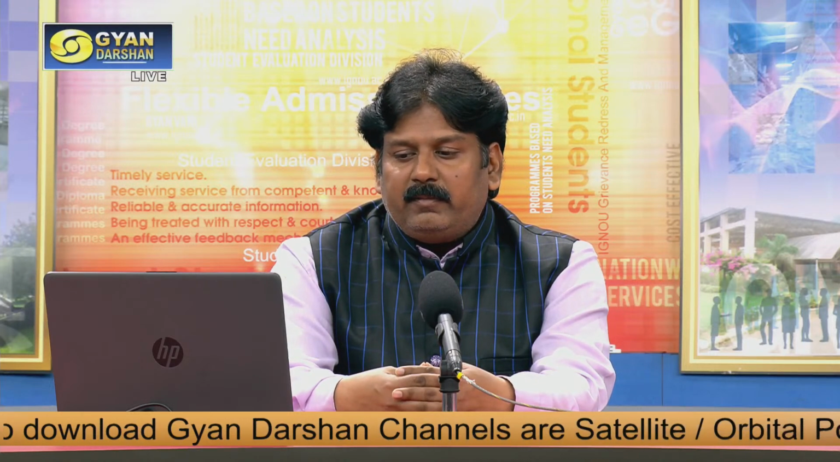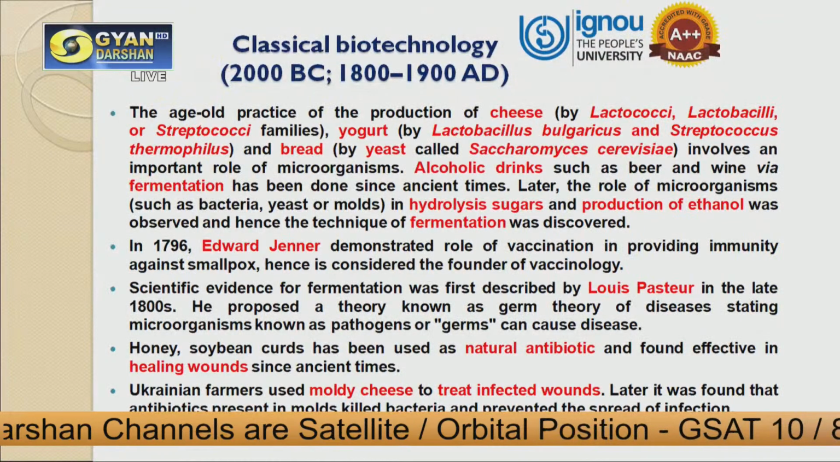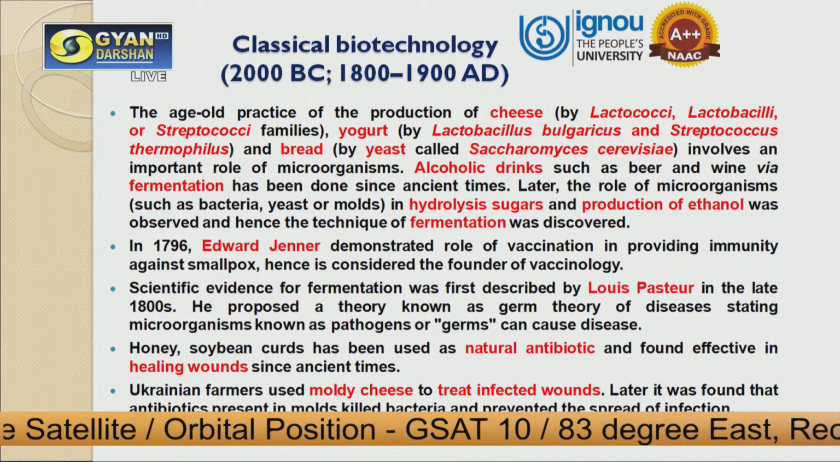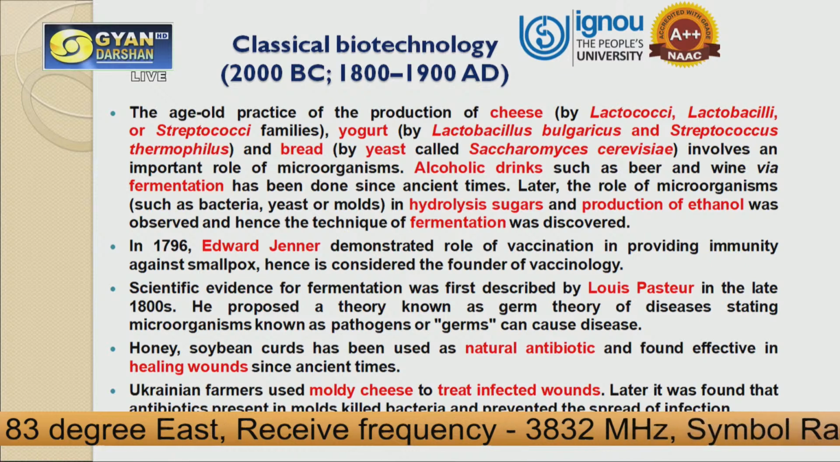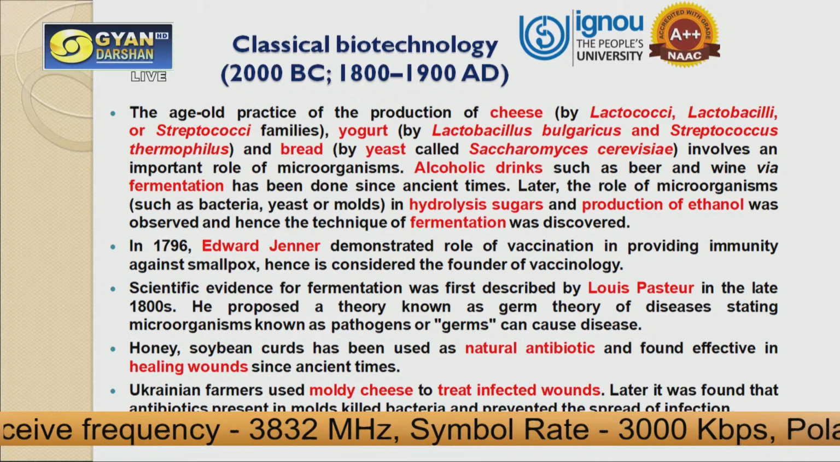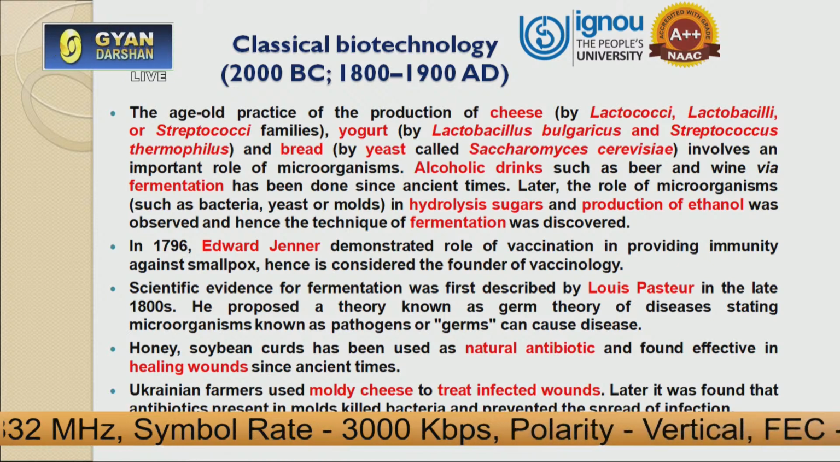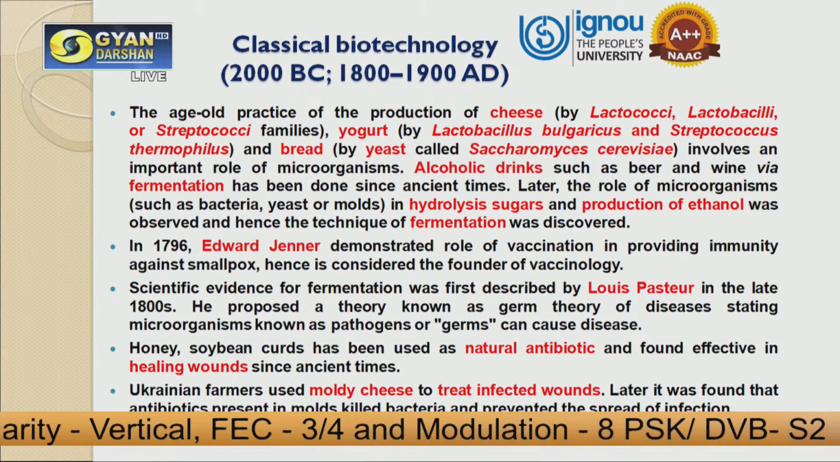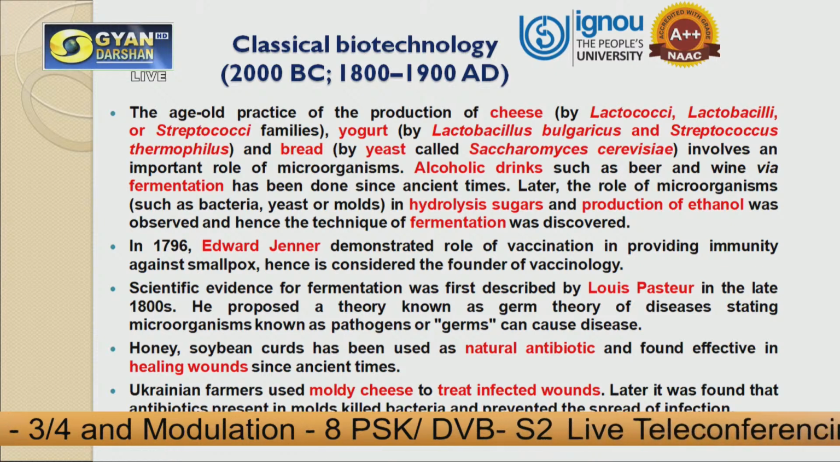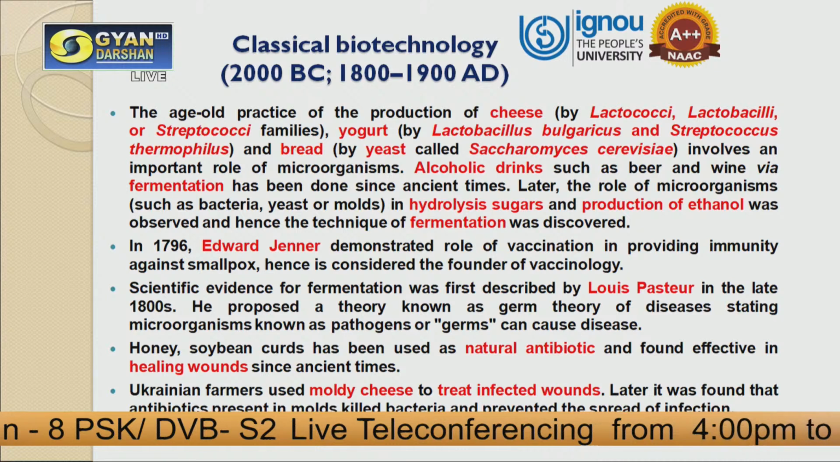So, in fact, products like honey and soya bean curds, which are natural products surely, can these also be correlated with biotechnology? Yes, the answer is yes. It can be correlated with biotechnology when you are using honey, which is a product of honeybees, as a natural antibiotic. And it is also used for healing wounds since ancient times. So you can see that these examples also satisfy the condition laid down for the definition of biotechnology.